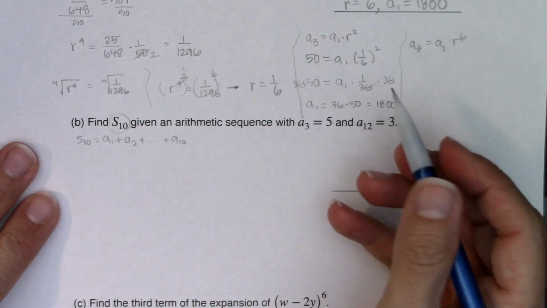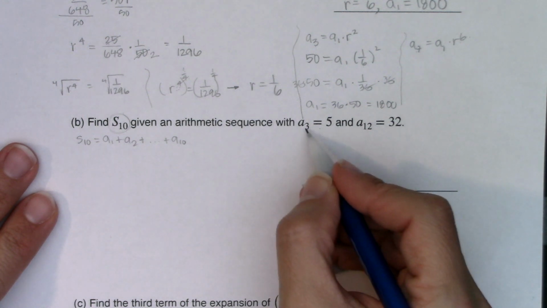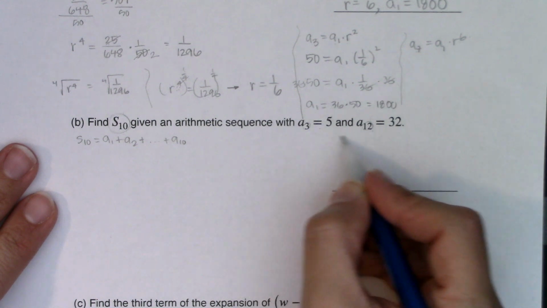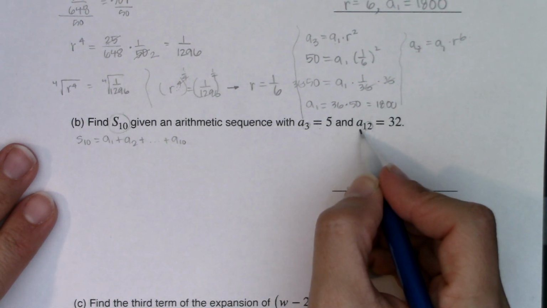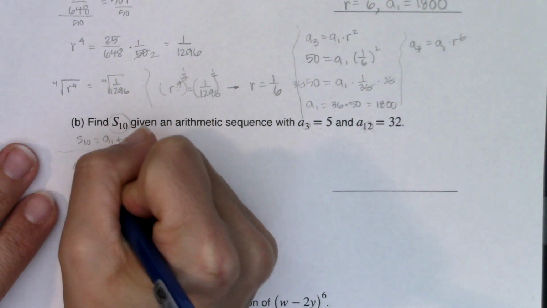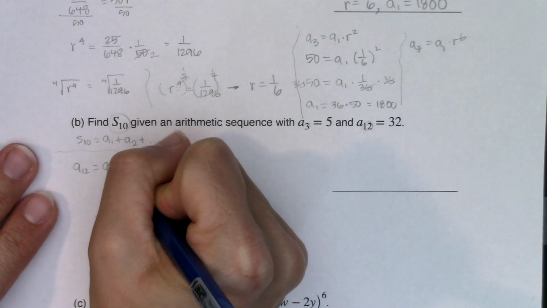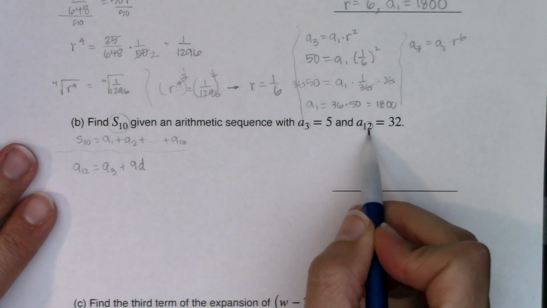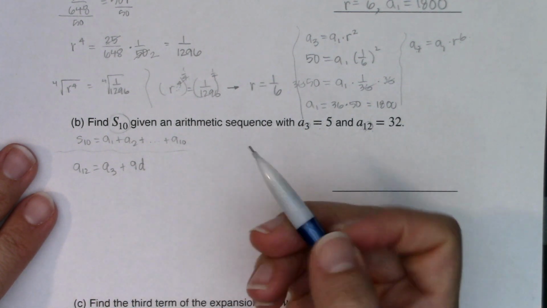All right, so let's take a look here. If I think about a sub 3 to a sub 12, right? 3 to 12 on the index, right? I need to add 9 D's to get from a sub 3 to a sub 12. So what I'm trying to say is a sub 12 would be my starting point of a sub 3 plus 9 differences, right? Because there are 9 steps between them, so 9 times that difference of D.